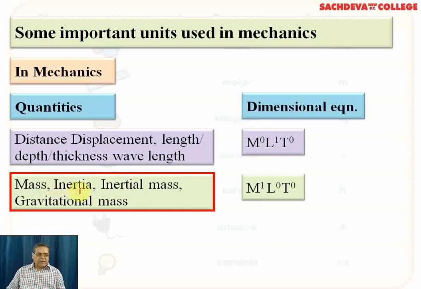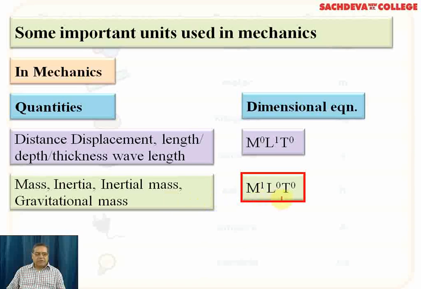Then comes mass: inertia, inertial mass, and gravitational mass. Mass is the quantity of matter contained by the body. When we use the term gravitational mass, it means affected by gravity. Inertial mass is the property of mass itself. All these quantities have the dimensional equation of mass. So when we write L to the power 0 and T to the power 0, it means that any number to the power 0 will be 1. So the dimensional equation of mass, inertia, inertial mass, and gravitational mass will remain M.